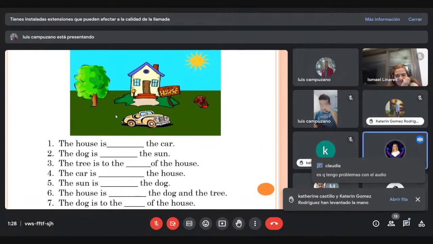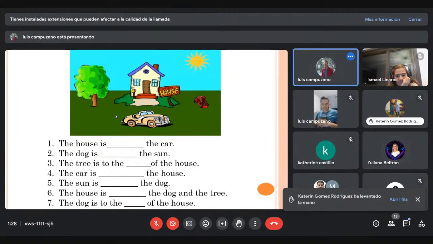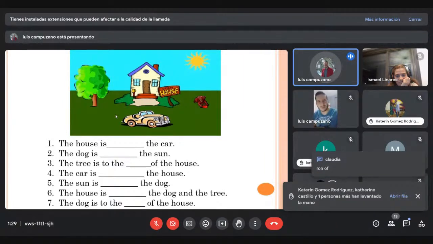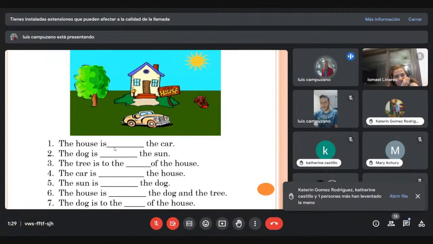Can you help me with number 1? What do you think? The house is across from. Okay. It is possible to say that because they are across, but there's another one that's a little bit better. I'm going to ask Catherine Gomez. What do you think, Ms. Gomez? The house is behind the car. Very good. The house is behind the car is a little bit better for that. Thank you very much, Catherine.